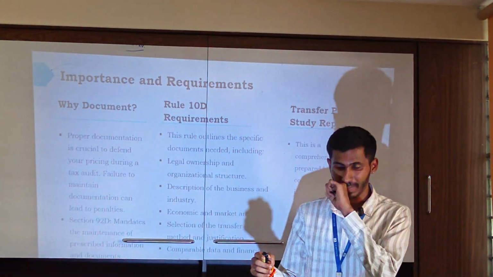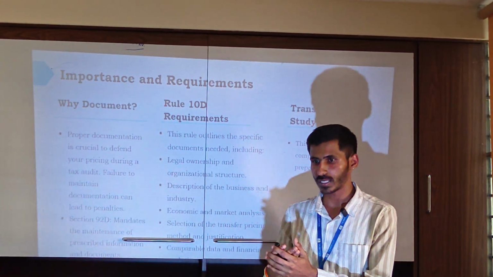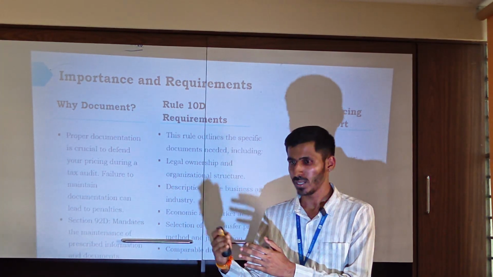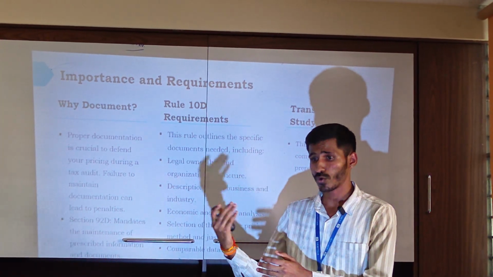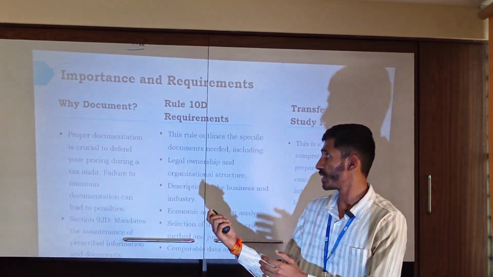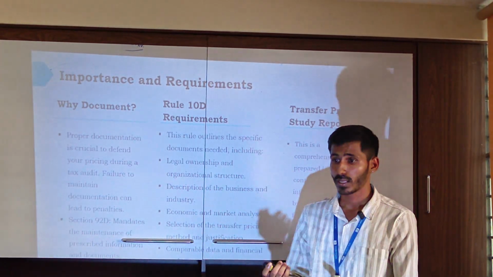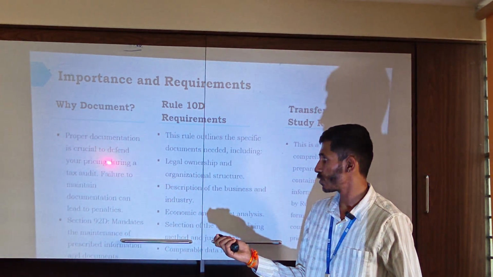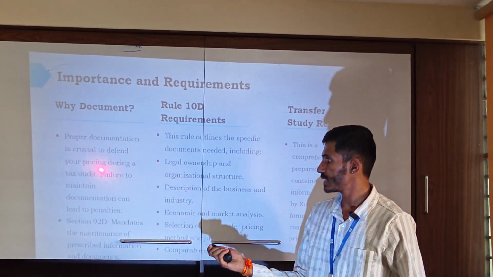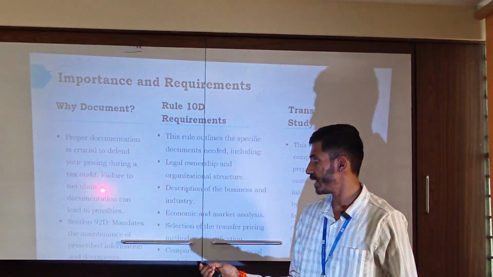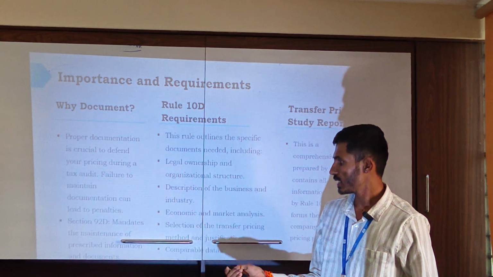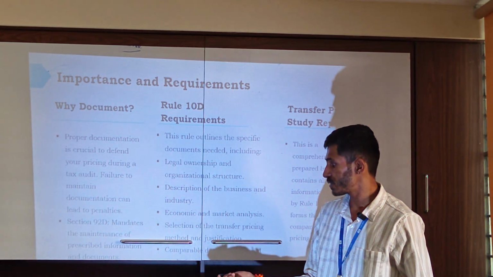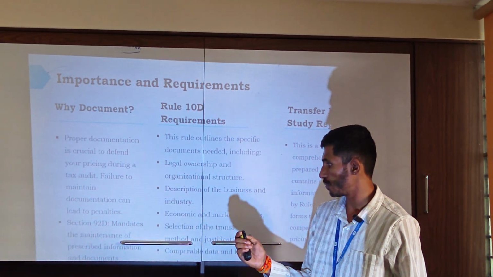So now we have looked into all the methods. We have arrived at the arm's length price, and we came to know how to calculate the arm's length price and what the methods are. Now the question is why. Proper documentation is crucial to defend your pricing during a tax audit. Failure to maintain documents leads to penalty. And section 92D mandates maintenance of prescribed information and documents.